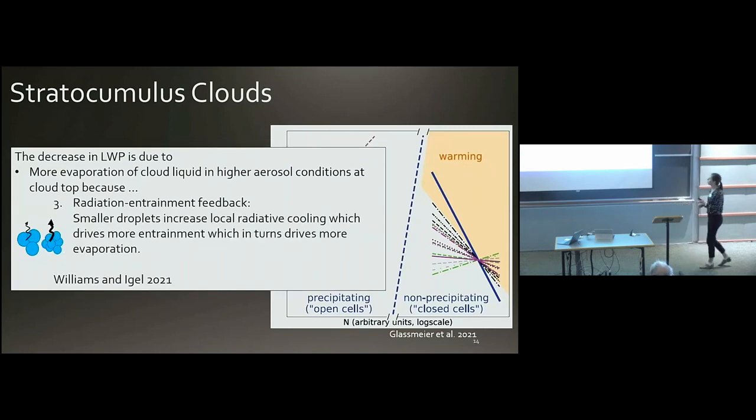And then the third one, which is an idea that I published last year with my student Abby, is this radiation entrainment feedback, where again we have smaller droplets increasing, in particular, this local radiative cooling right at cloud top. We're squishing all of that cooling closer and closer to the actual cloud top, and that in turn can drive more entrainment and more evaporation. What's interesting about this is that although the total radiative cooling over the cloud may not be especially sensitive to droplet size, the strength of this really local radiative cooling at cloud top is always going to be sensitive to droplet size.